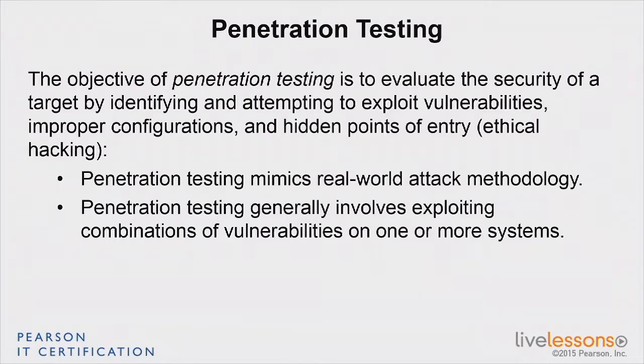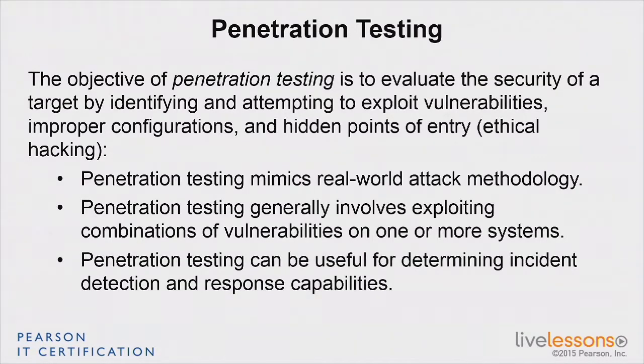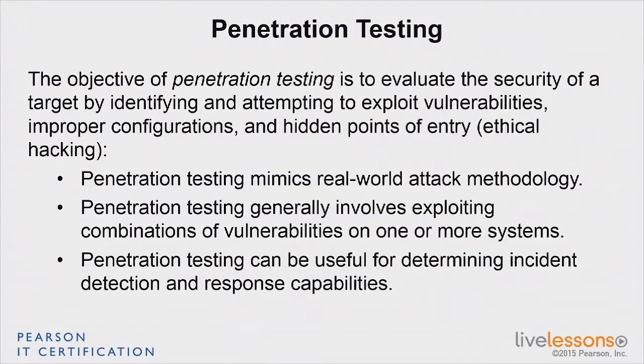So in the last lesson, we talked about a surface vulnerability, which was just a single vulnerability in isolation. Generally, penetration tests will take advantage of multiple vulnerabilities together. Penetration testing can be useful for determining incident detection and response capability. So in addition to seeing if we can identify vulnerabilities, if we can exploit vulnerabilities, it's also interesting to know in a penetration test, are there any alerts that go off? Are there any indications that an attack is happening? And how long does it take internal personnel to respond to the attack?